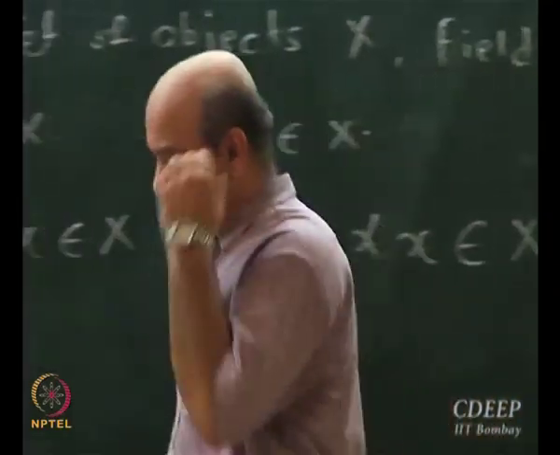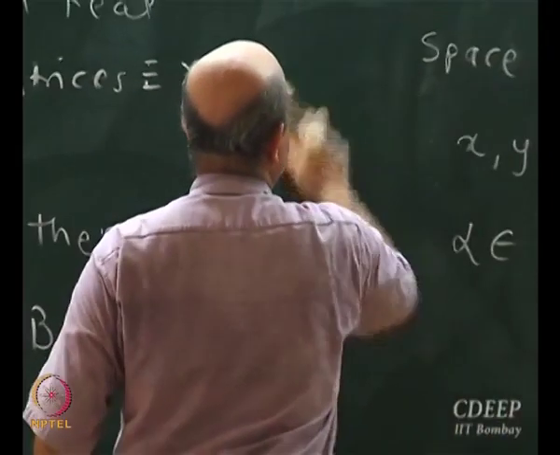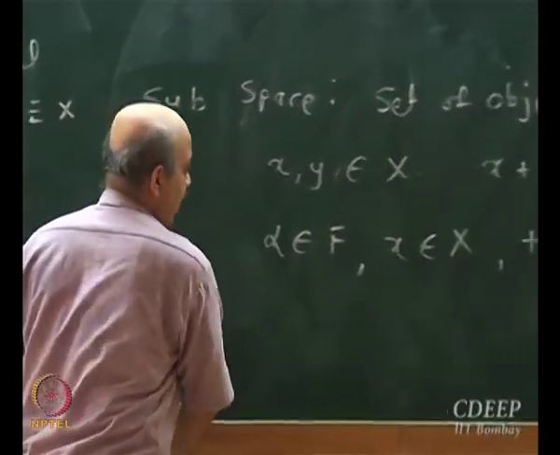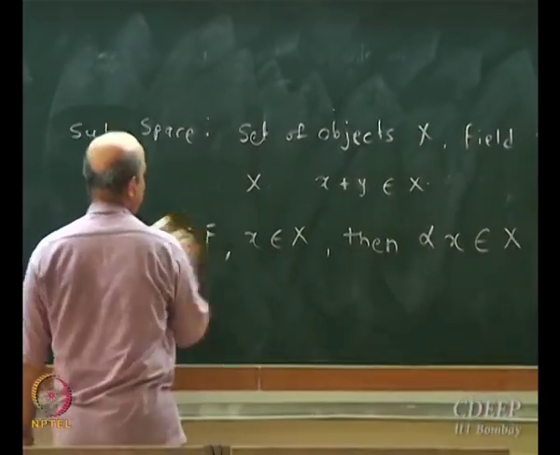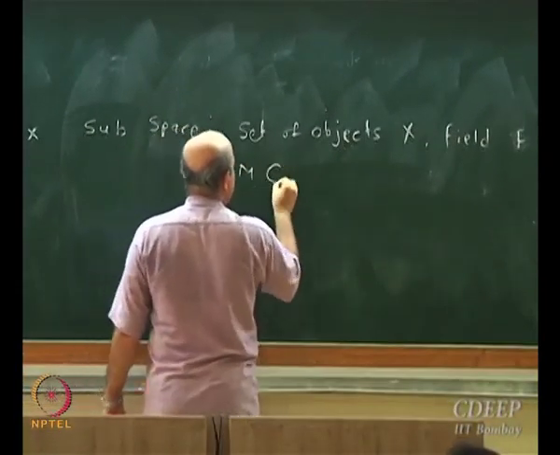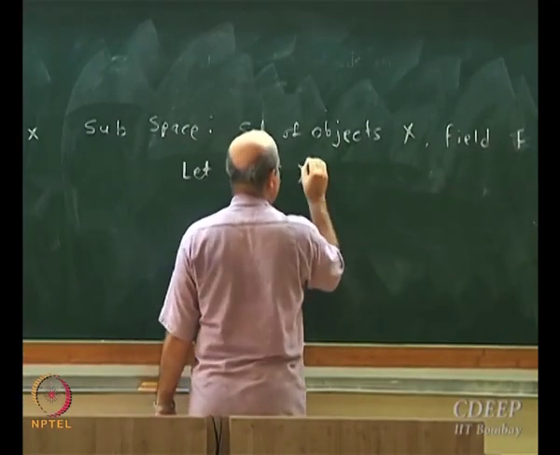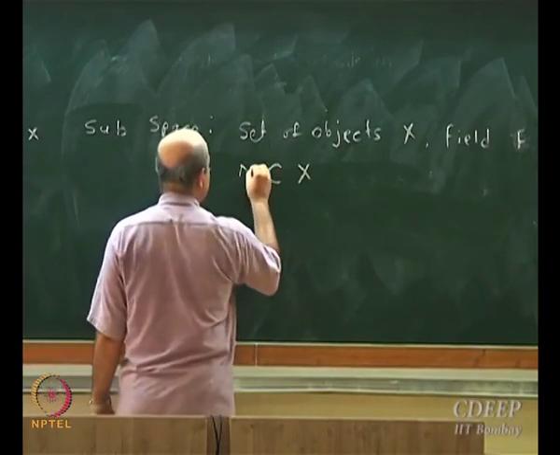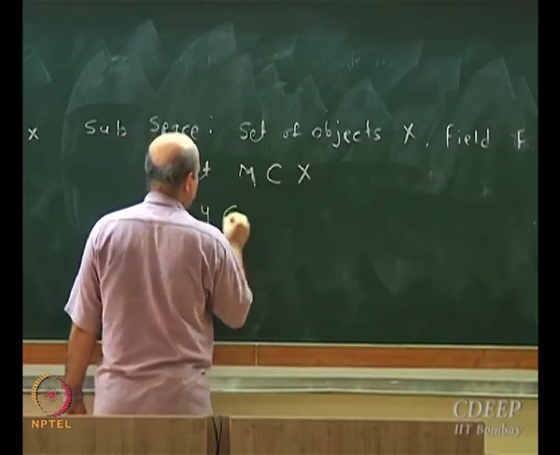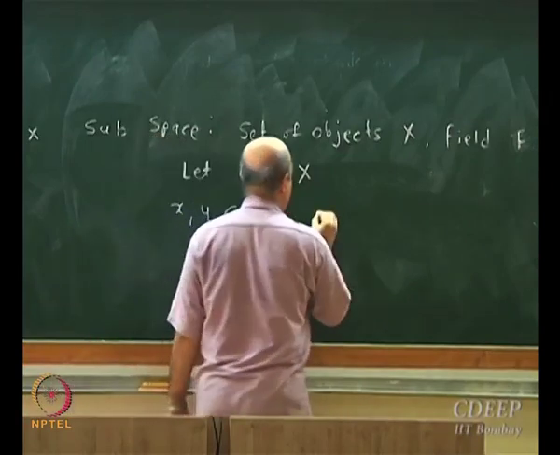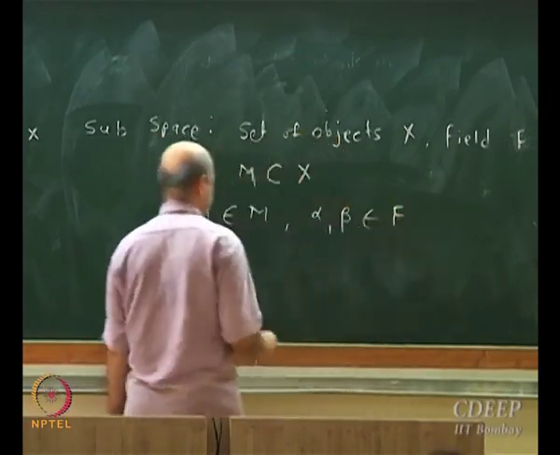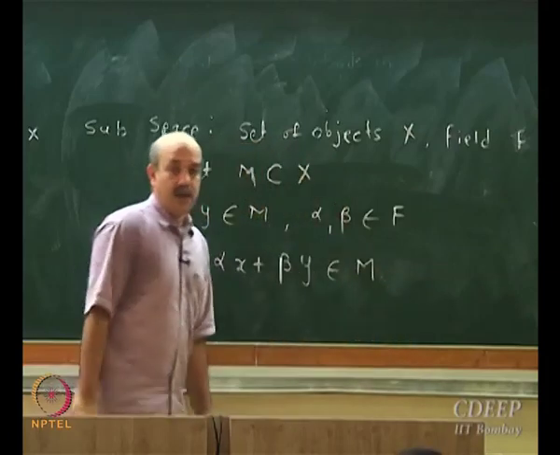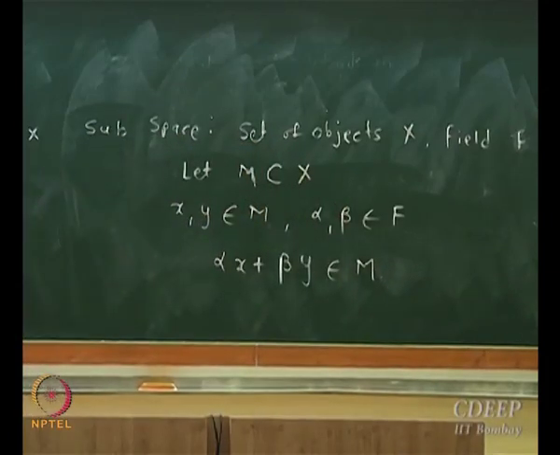So let's define what a subspace is. I have a set of vectors X and a field F, and let M be a subset of X, a non-empty subset of X. If I take any two elements x and y belonging to M, and alpha, beta belonging to F, then alpha x plus beta y should belong to M. That is how we define a subspace.